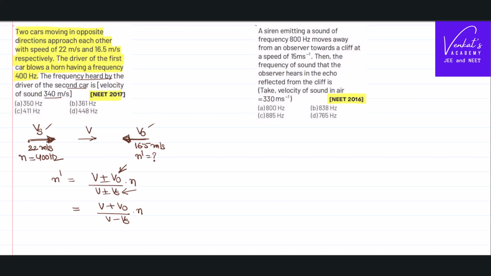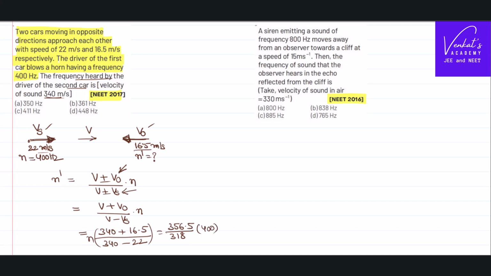So this is the formula, right? I have explained this in detail in the other videos of Doppler effect. Please go through them for the derivations if you don't know how to write a formula. I will now write velocity of sound is 340 plus velocity of the observer, 16.5 meter per second, over velocity of sound 340 minus velocity of the source, 22 meter per second. So this becomes 356.5 by 318, of course into N, the natural frequency, which is 400.